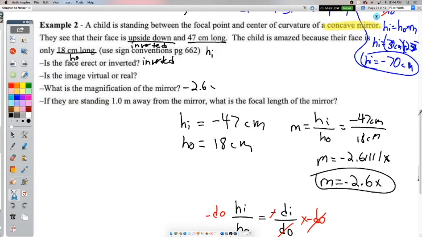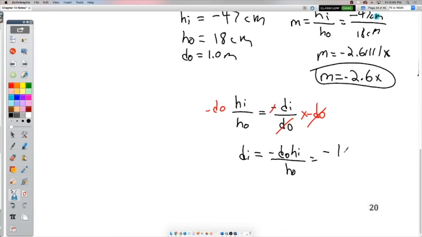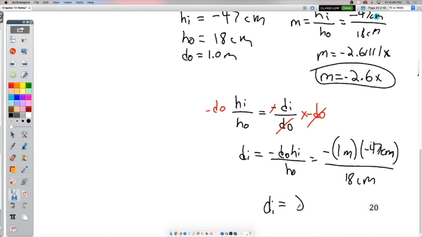Now we have all those things. If they are standing 1 meter away from the mirror, so do equals 1.0 meters. So equals negative 1 meter times the height of the image, which we're told was negative 47 centimeters. That negative doesn't go away, divided by the height of the object, which we know is 18 centimeters. And so the distance the image appears to be away from the mirror is going to be negative times a negative is a positive. So I got 2.6 meters.